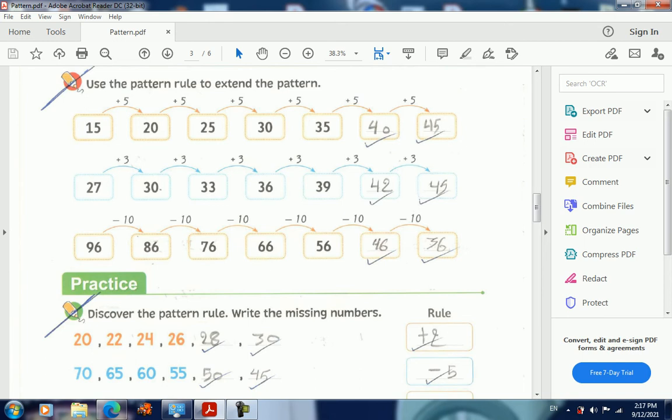Use the pattern rule to extend the pattern. Okay, they already wrote you a pattern with the rule. So what do we have to complete? We got 15, and then plus 5. This means we're adding 5, so it became 20. Then another plus 5 becomes 25. Plus 5 is 30. Then plus 5 is 35. Then 35 plus 5, what will that get us? We will get 40. Then this 40 plus another 5 becomes 45.